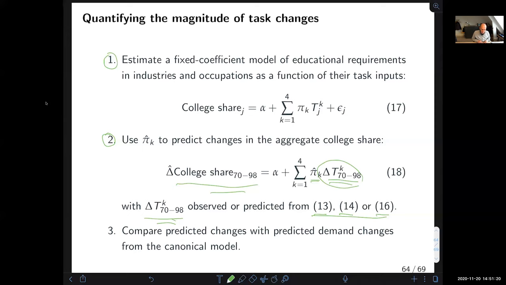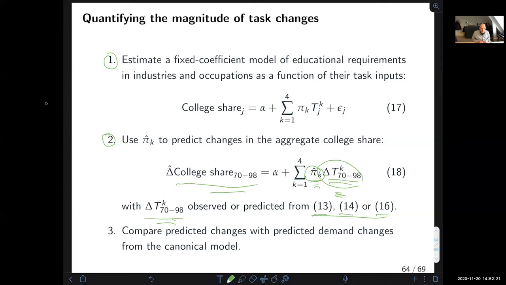If you wanted to back out the real shift out in relative demand for non-routine labor tasks, you would have to adjust the quantity that you observe. That would imply that this pi_k also becomes a variable, depending on the elasticity of demand for non-routine labor tasks, as well as by how much the relative price has changed. We're not going to do that, so we keep this coefficient pi_k fixed, and that's why it's a fixed coefficients model.